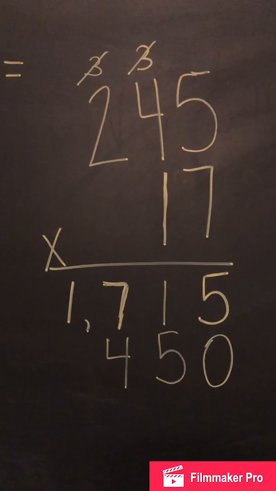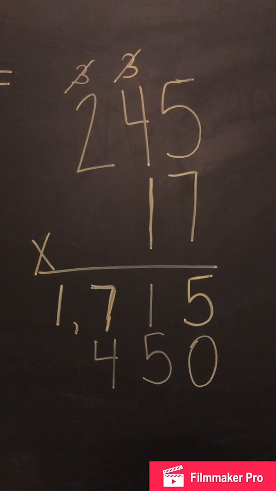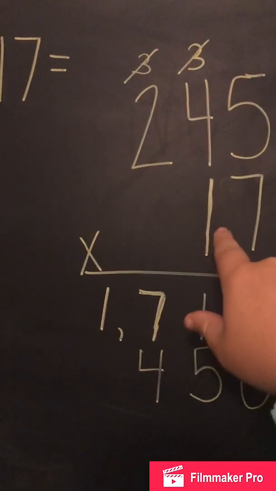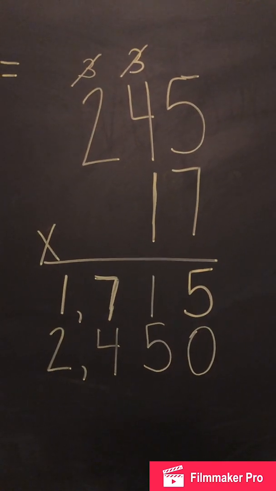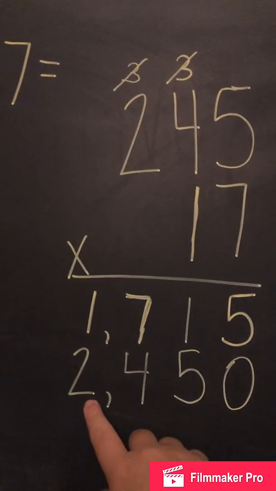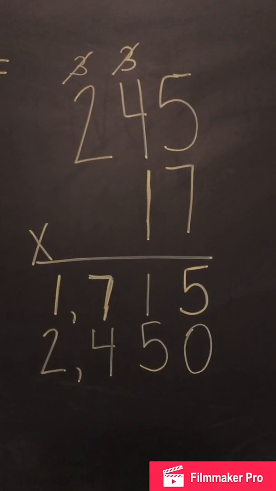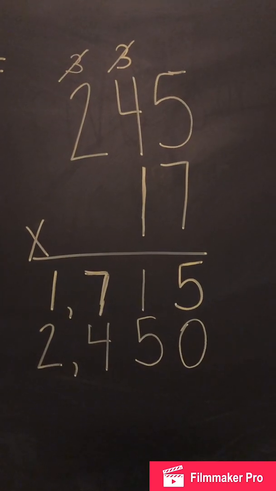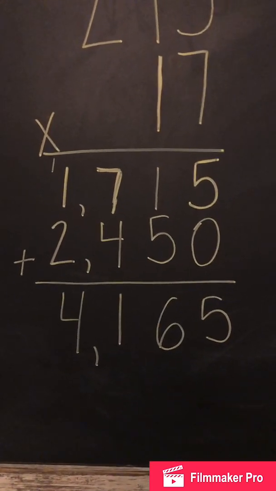Now I will multiply my bottom 10s by my top 100s. This will be 1 times 2. 1 times 2 is 2. Since it's a 1-digit number, I can keep it on the bottom. Now all I need to do is add up my 2 answers. This will give me my final product. I added up my 2 answers.